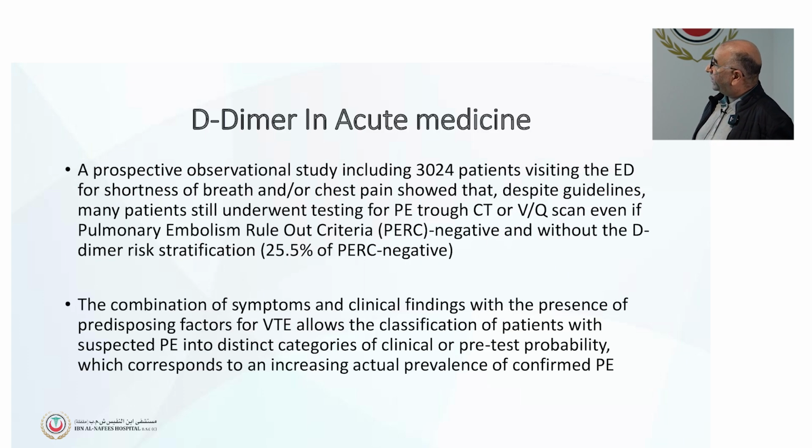A prospective observational study, including 3,000 people visiting accident and emergency, found that 25% had a CT or VQ scan, even in the absence of a predisposing factor or suspicion of pulmonary embolism. So we expose them to CT scan, radiation, and risk of contrast unnecessarily. So we have to be practical: a combination of symptoms and clinical findings with the presence of predisposing factors for venous thromboembolism classifies the patient into a high risk group, low risk group, or intermediate group.